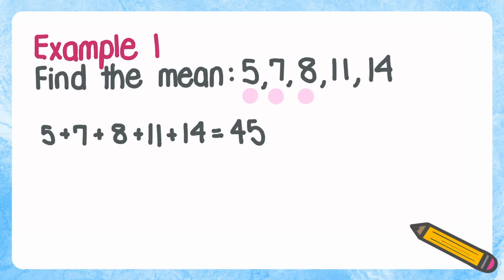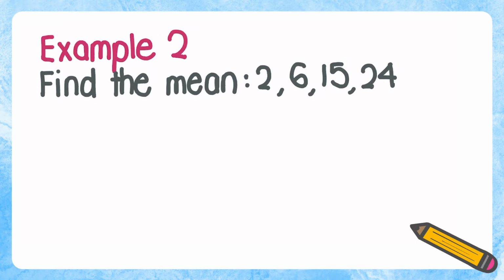And next we count how many numbers are in the data set. So since there are 5 numbers here, I'm going to do 45 divided by 5, and that equals 9. So I know that the mean is 9. So the average of all these numbers is 9. So let's take a look at another example.